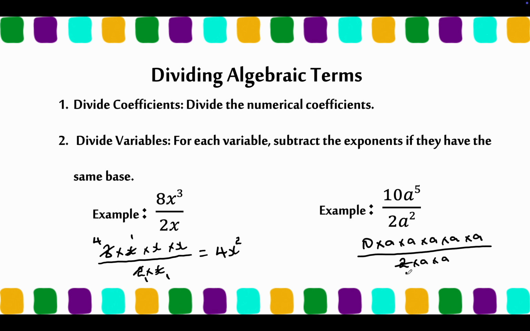Now 2 into 2 goes 1 time, 2 into 10 goes 5 times, a into a goes 1, a into a goes 1, a into a goes 1, a into a goes 1. So basically, we'll be left with our numerator of 5 times a to the 3rd power. And if we had subtracted 2 from 5, we still get 3. So either way, it would still be correct.